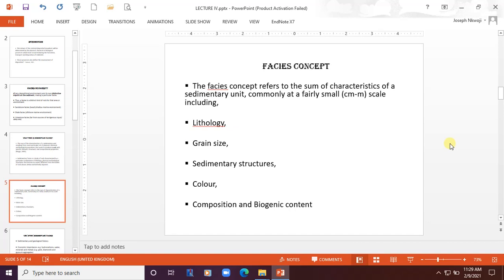Concept of facies. Now, the facies concept refers to the sum of the characteristics of the sedimentary unit, commonly at a fairly small scale, which include the lithology, the grain size, the sedimentary structures, the color, the composition, as well as the biogenic content.